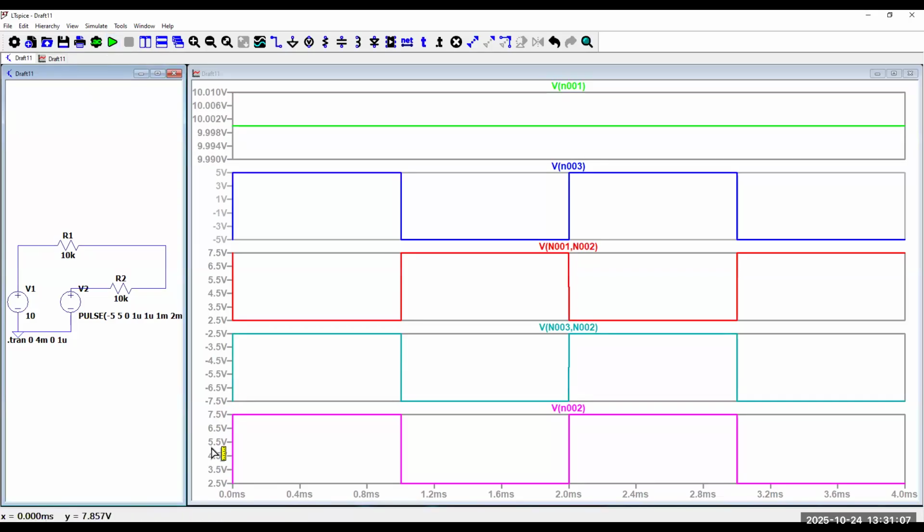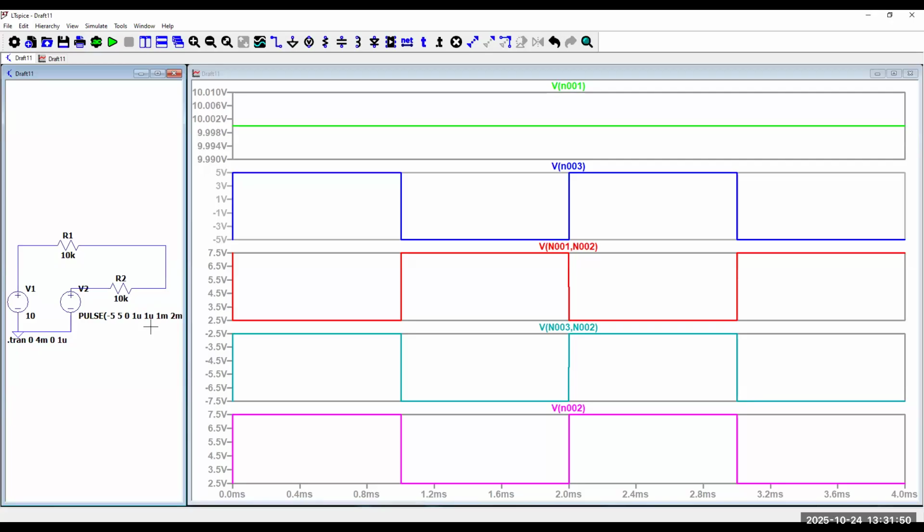Look at these values. 2.5 to 7.5 volts, going from 0 to +5. It's now 2.5 to 7.5. It's still a 5 volt swing, but the entire waveform is shifted up. It's now centered around 5 volts, not 0 volts, or not at 2.5, sorry.